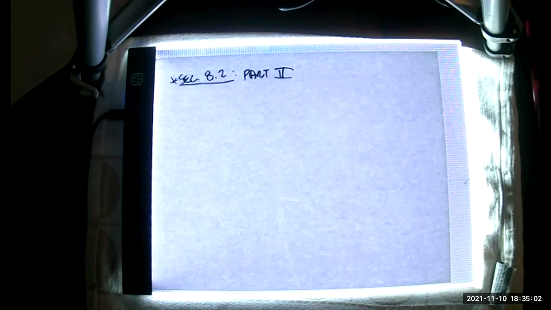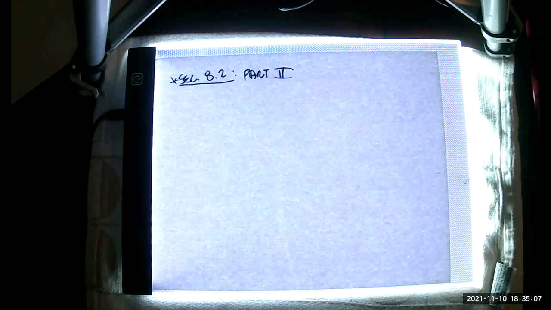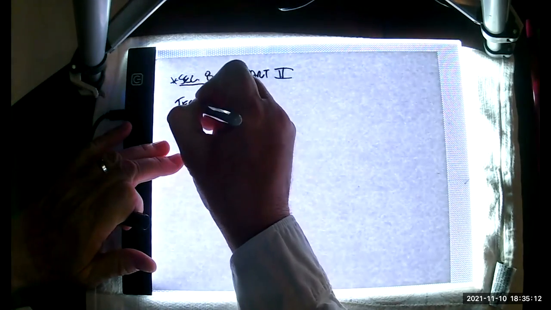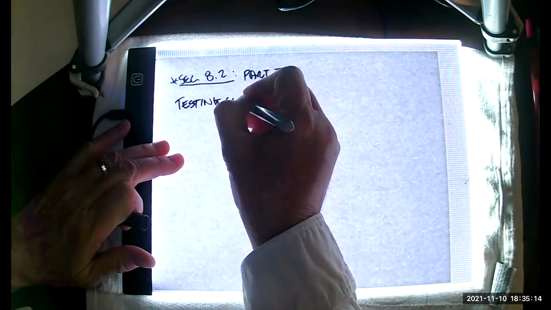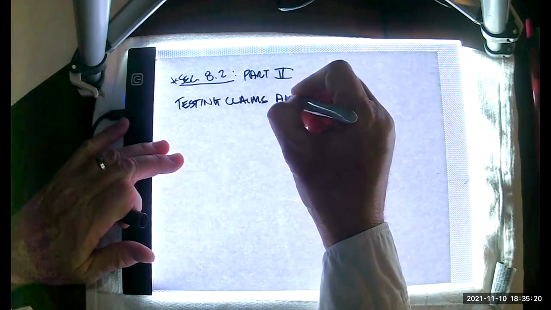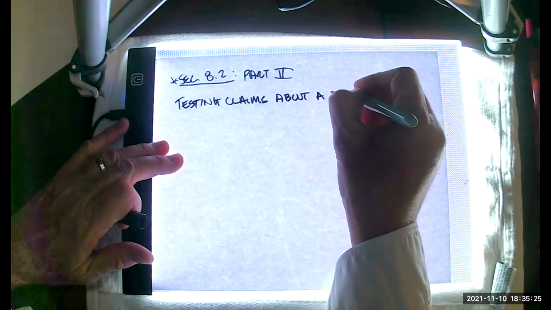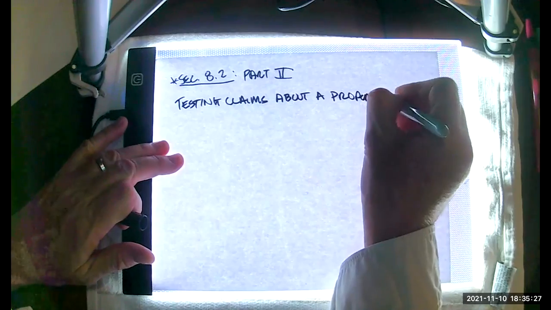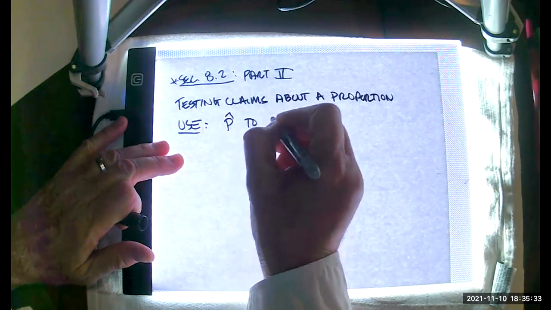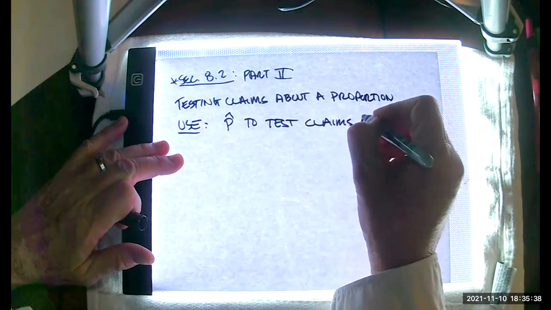All right, so I'm going to go ahead and finish up my discussion of section 8.2. This is where we test claims about a proportion. I want to go ahead and run through the process and then an example. And once again, just to make clear, we're going to use p hat to test claims about p.